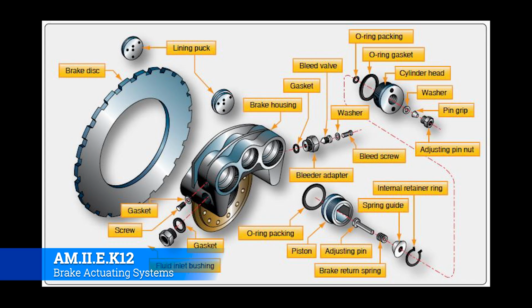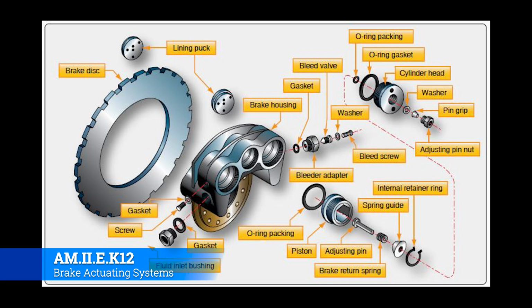Okay, so this is what a floating disc brake is going to look like. If you'll notice, there you have a brake disc, and then you have lining pucks on this particular type that the piston pushes out of the housing and then onto the brake disc to slow everything down. Now, other objects worth pointing out are the bleed valves and the fluid inlet bushings and gaskets and all that kind of stuff that's conducive to that hydraulic fluid coming in and going out of the brake housing.